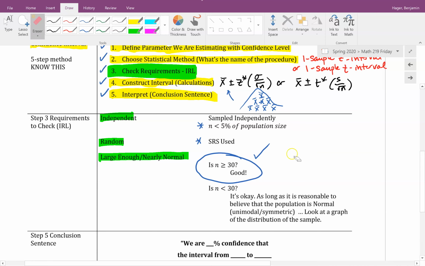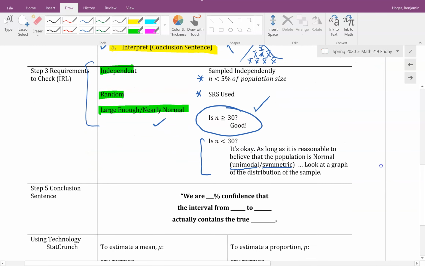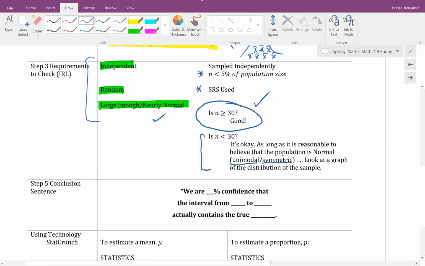Now that's not always going to happen, and if you don't get a sample size of at least 30, that's okay. As long as your data looks sort of normal, meaning it looks kind of unimodal and symmetric, then it's probably going to be okay and safe to go ahead and check that box off and say, okay, maybe it's not normal, but at least it's not skewed, that it's symmetric and unimodal. That should be sufficient for us. And we'll see some examples where we encounter this.